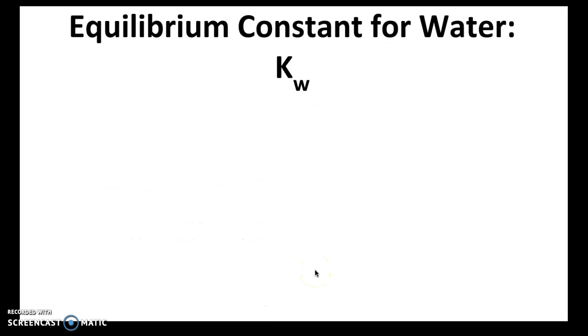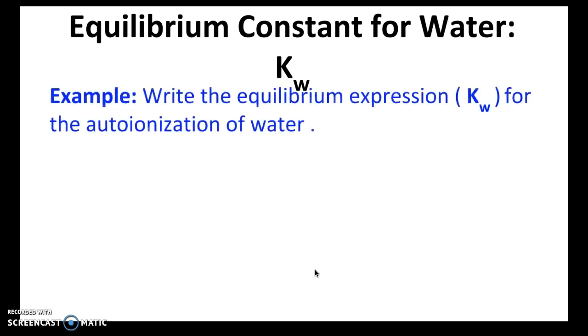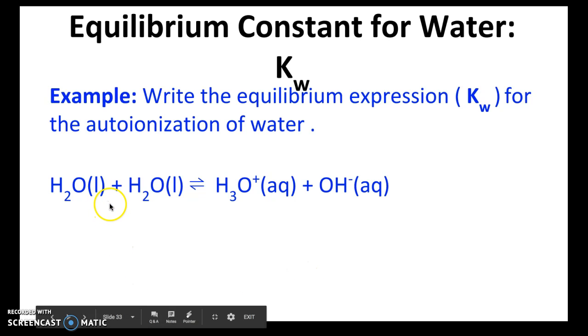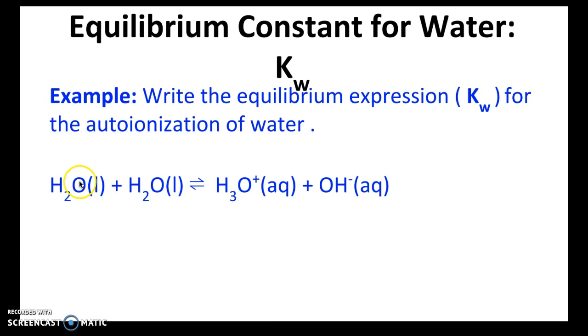All right, last one is for Kw, the equilibrium constant for water. So the equilibrium constant for the autoionization of water. What is that? The autoionization of water is when water actually ionizes itself. So one water will act as an acid, one water will act as a base, and one will give away its proton and one will accept the proton. And the product we get here is H3O plus, which is known as hydronium, and OH minus. So basically this is a double exchange reaction.